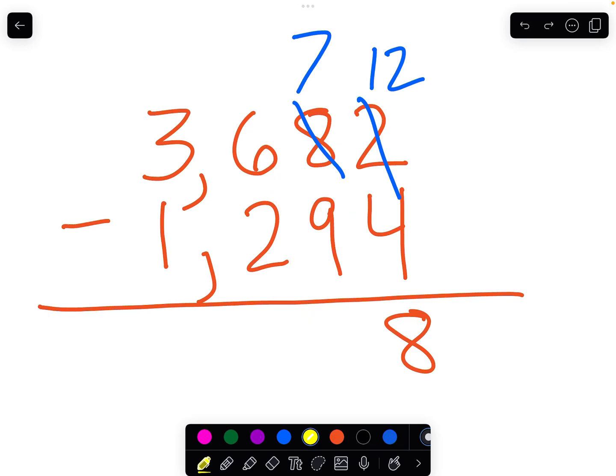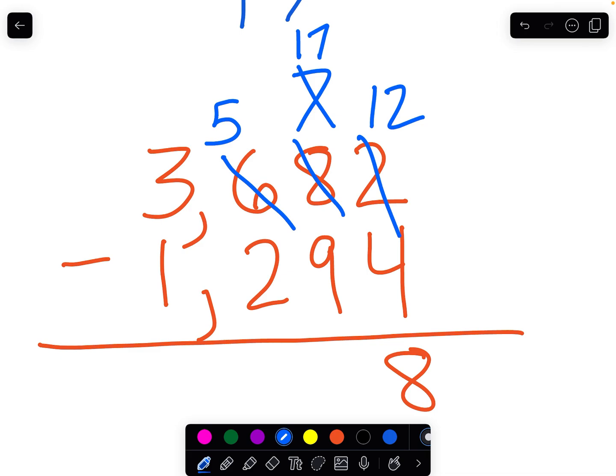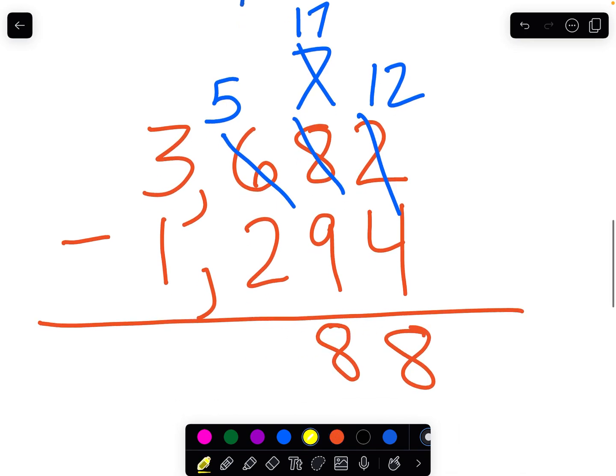So guess what? I have to borrow from my neighbor next door. So I am going to borrow. Now 6 becomes 5, and 7 becomes, running out of space here, 17. And now I can subtract 9 from 17, which I know is 8. Another 8. And now I go to my hundreds column. Can I subtract 2 from 5? Well, I sure can. 5 minus 2 is 3.